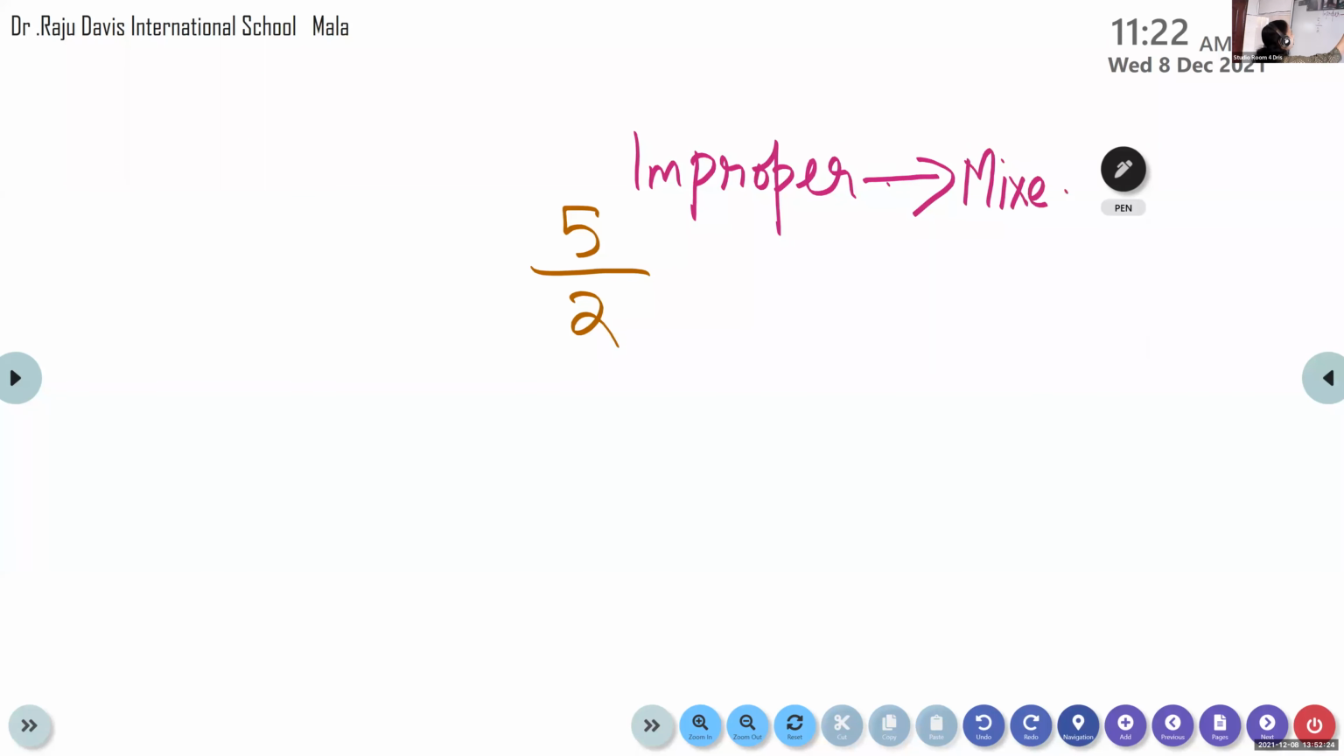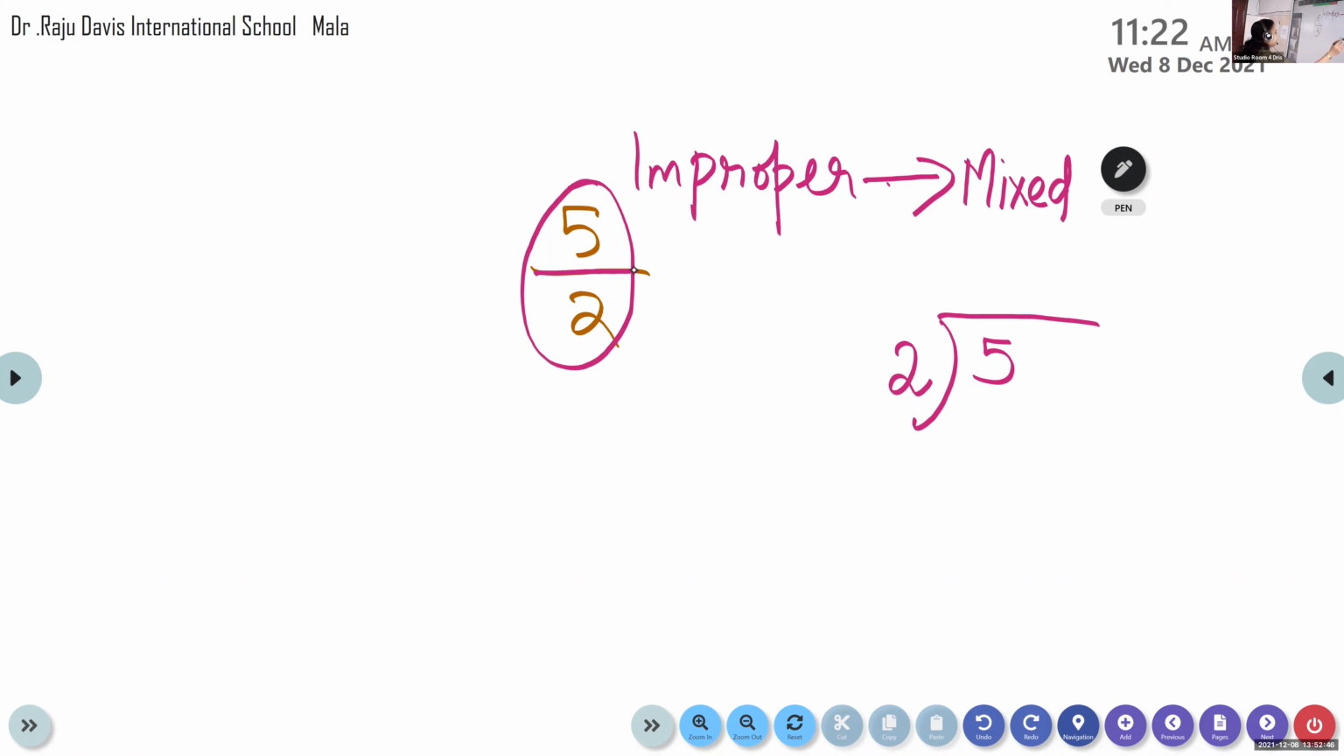Please listen how we are going to do that. Improper fraction. So what is 5 by 2? What do we have to do? We have to divide. 5 is the numerator, divided by the denominator. So children, to convert improper fraction to mixed fraction, we will divide 5 by 2. Just write 5 divided by 2. Is that clear? To convert improper to mixed fraction, we need to just divide the numerator 5 by the denominator.